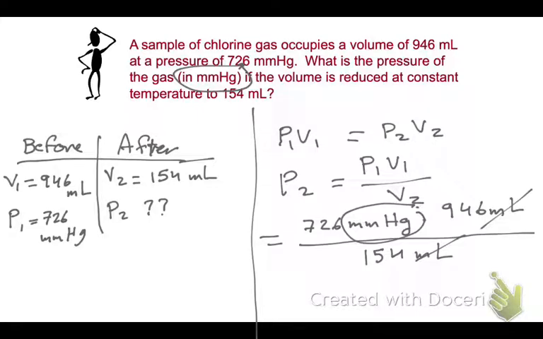Now, if you perform those numbers and log them in your calculator, so we have 726 millimeter mercury times 946, and then we divide this by 154. The answer will be 4,460, because I need 3 sig figs, millimeter mercury. So there is a logical check here.